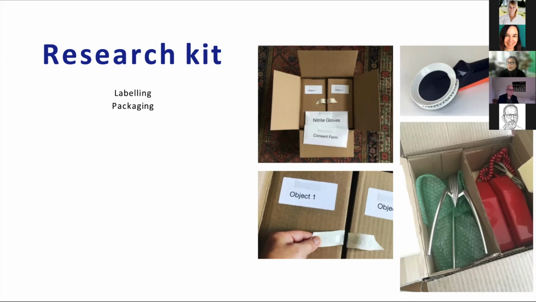The photos on the right show the research kit. They also show the envelopes and the boxes containing the objects and how they were all labeled with Braille. The photo on the top right is of the Braille labeling device that produces these special adhesive embossed labels, much like a Dymo label maker. And that was actually lent to me by the CCB.